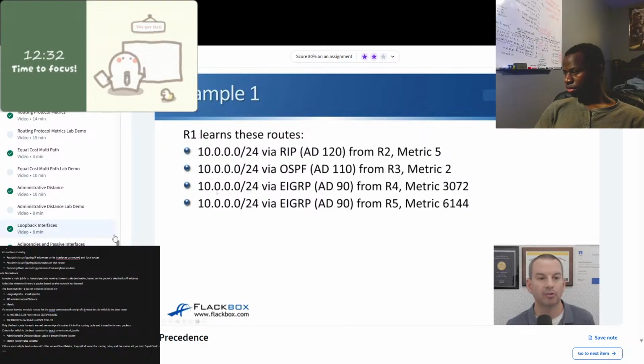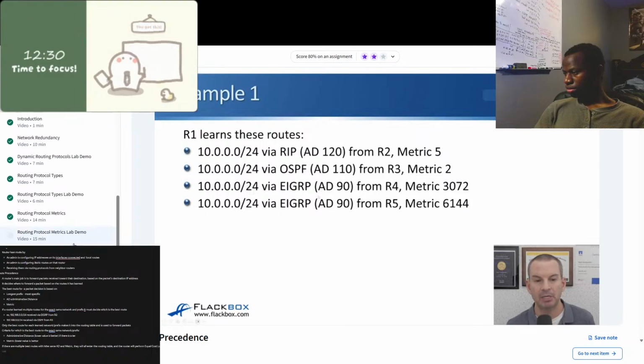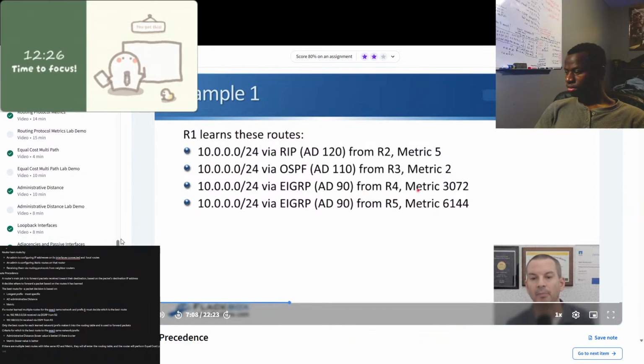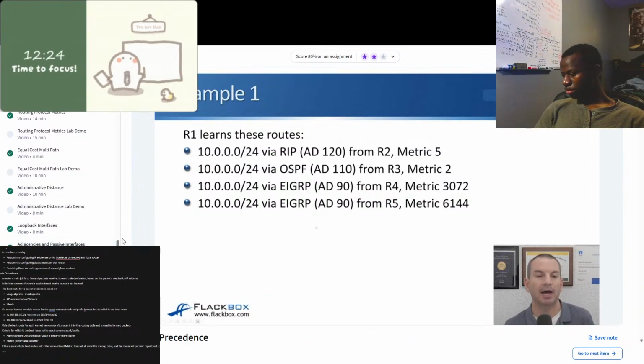It also learns a route via EIGRP. EIGRP always has an AD of 90, from R4 with a metric of 3072, and it also learns a route to the same network and prefix, again via EIGRP, which again always has the AD of 90, from R5, and that route has a metric of 6144.